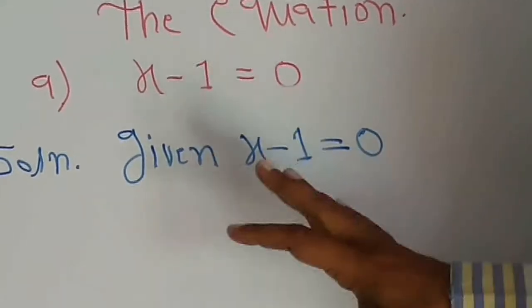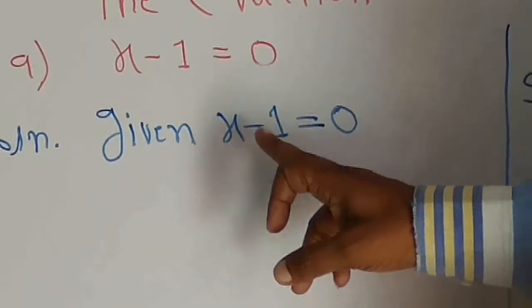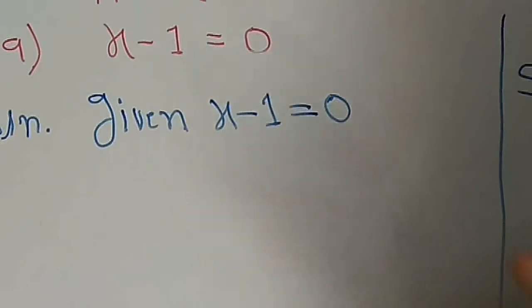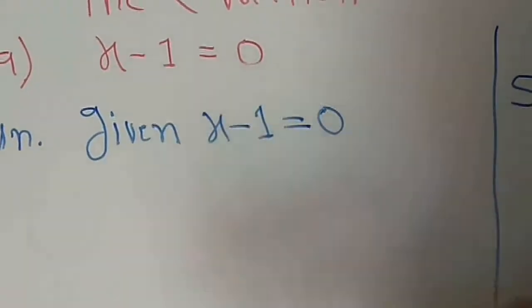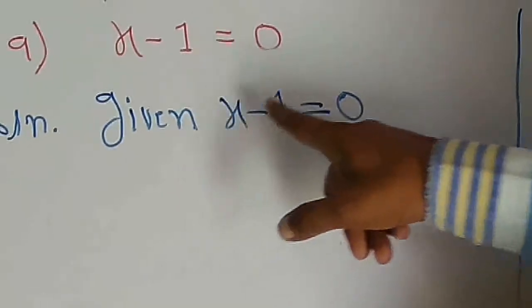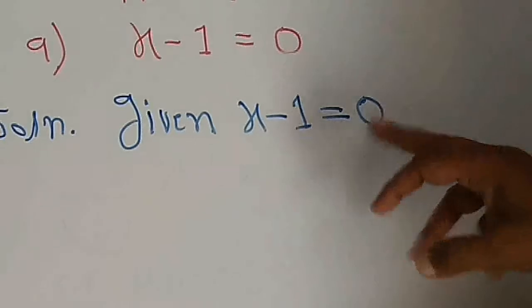We want to separate a variable from this equation. We add plus 1 in both sides of this equation. Why it is 1? Because 1 is given, and why we add? Because 1 is subtracted from the x. That's why we are going to add plus 1 in both the sides.